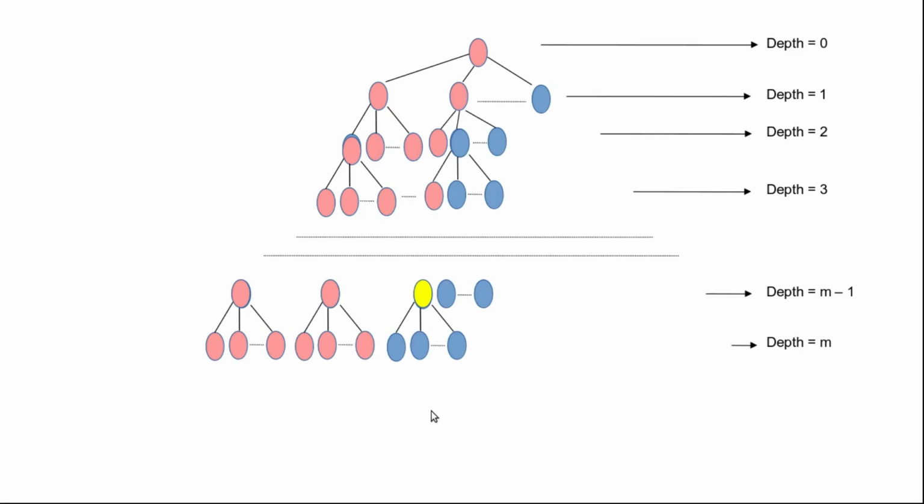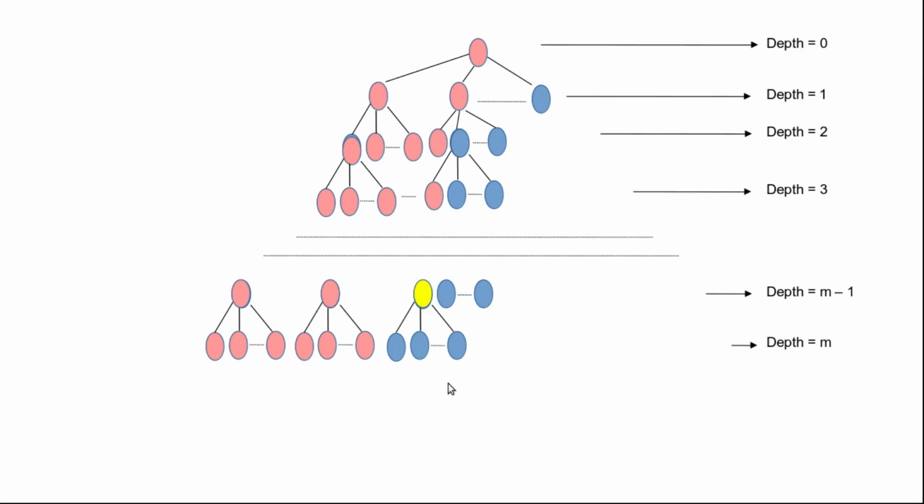And if we again count the number of nodes in the fringe list, that means if we try to color the blue colored nodes, we will see that it would be less than b into m. So in the worst case, the space complexity would be b into m.